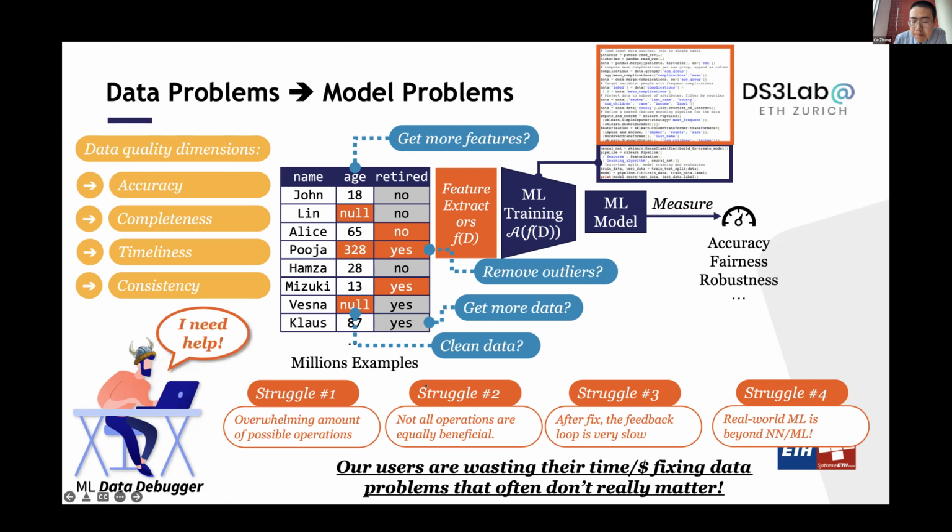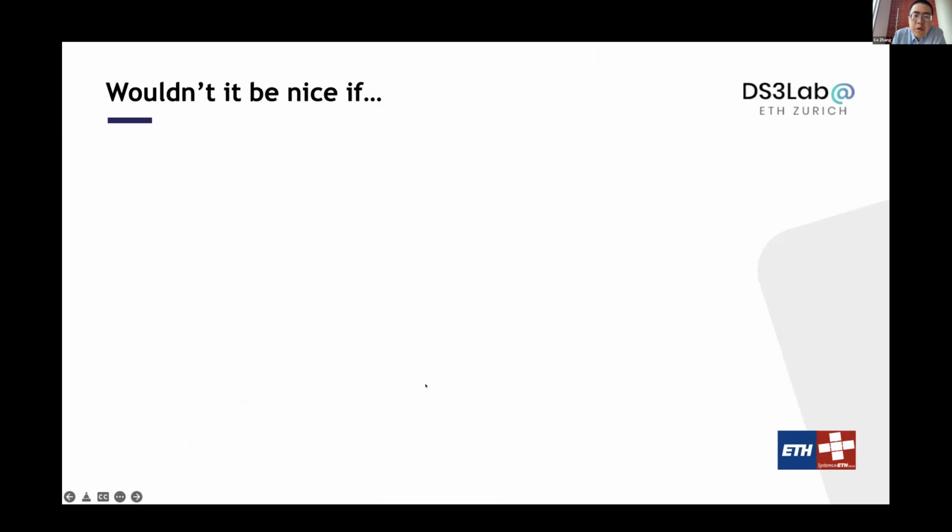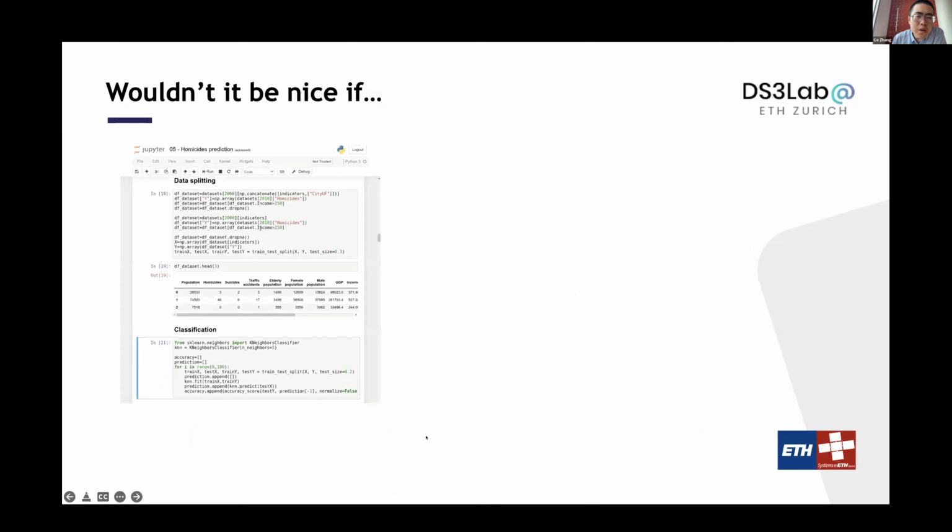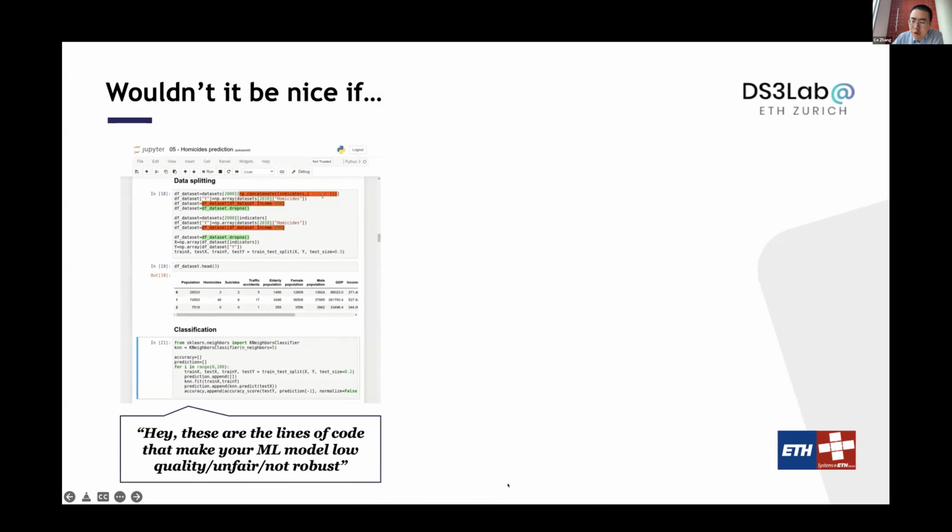So they need help. One thing that we really want to do is to imagine, wouldn't it be nice if every single Jupyter notebook that you have, after developing your machine learning application, had this magic button called debug. And once you click that, you say debug fairness. And we tell you, okay, these are the lines of code that are making your machine learning low quality, unfair, or not robust that you should look into.